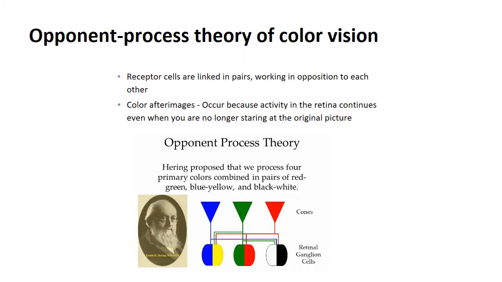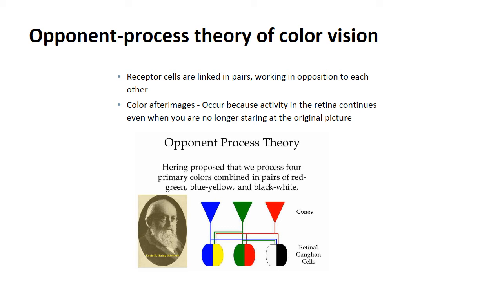Our second theory of color vision is called opponent process theory of color vision. Receptor cells are linked in pairs working in opposition to each other. Basically, the cells are paired in blue, yellow, green, red, black, and white. And this explains the effect of having an after image.